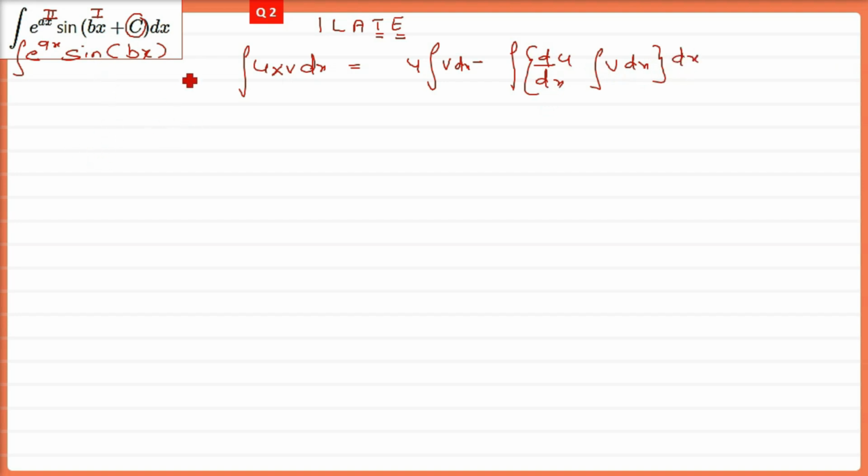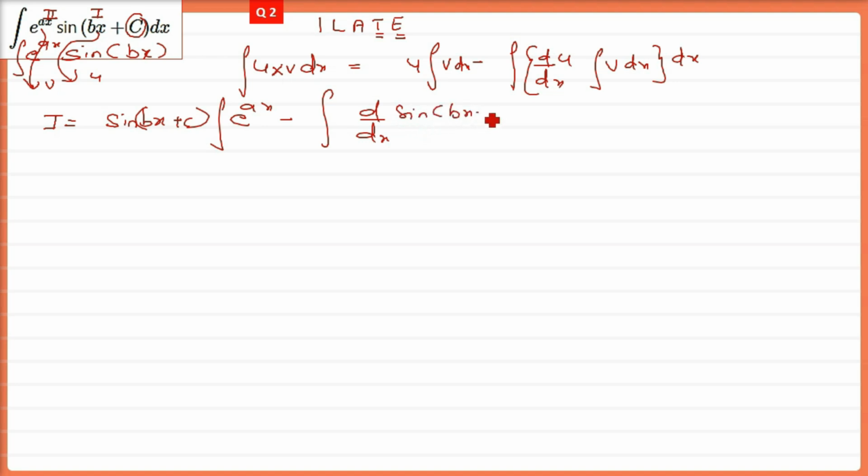So we are applying the same thing here now. We have sin bx plus c as u, and e raise ax as v. So this integration will be applying this formula. How will this be formed? First is sin bx plus c, which is u, then the integration of v, which is e raise ax, and then the integration of du by dx. What is u? Sin bx plus c. So the differentiation will give you what? d by dx of sin bx plus c will be cos bx plus c. That I'll show you just now.